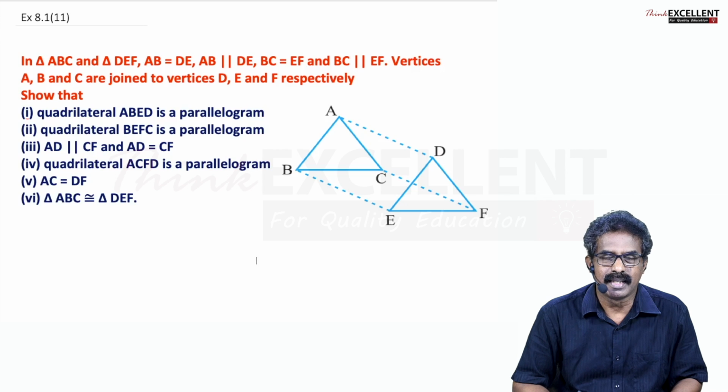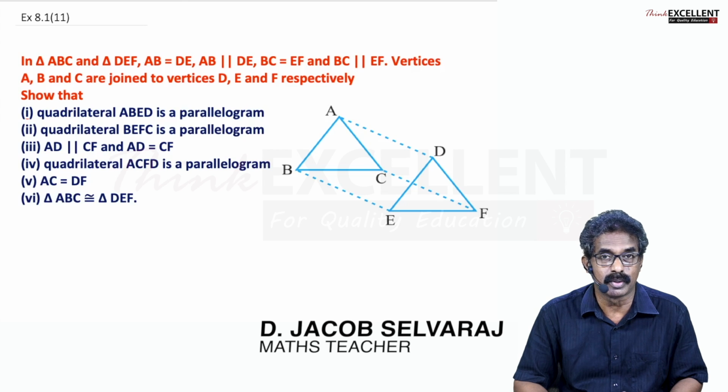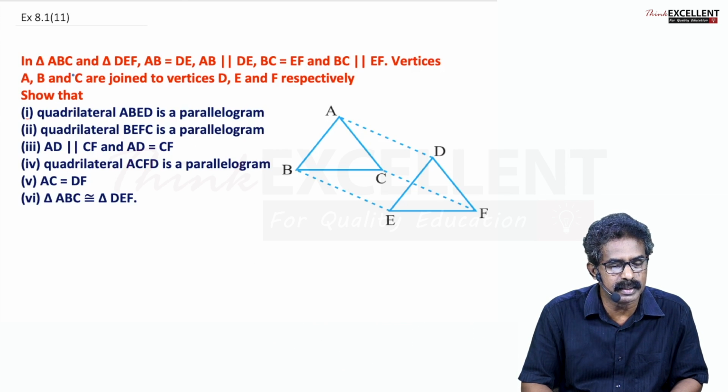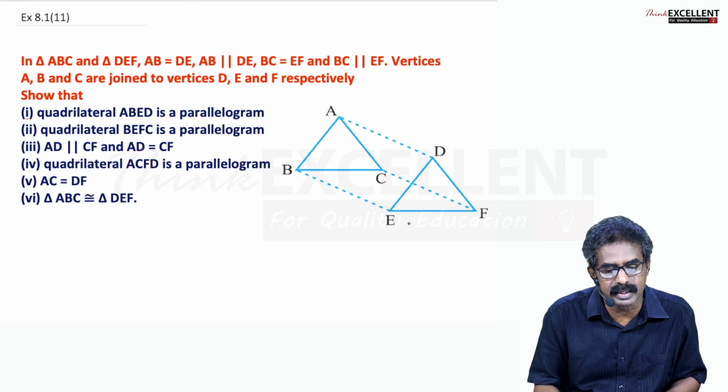Hello students, let us see the 11th question in exercise 8.1. It looks a little lengthy, but don't be afraid, you can learn it very easily. See the question: in triangle ABC and triangle DEF. So two triangles, you can see the diagram. In triangle ABC, you can see triangle ABC here, and another triangle DEF is given here.